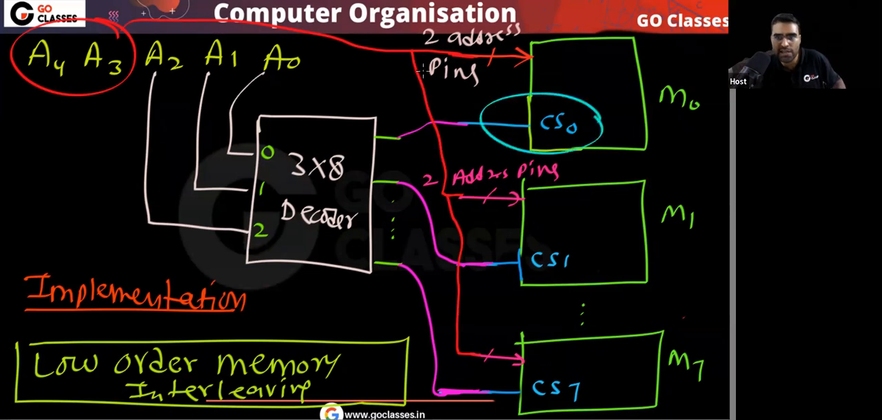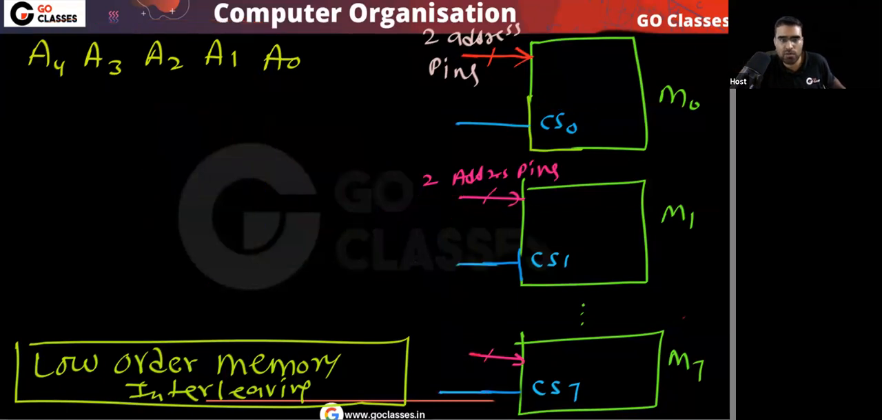And if you have active low chip select, then what will you do? If I have active low chip select, meaning bar, just put bar here. Now just take an active low decoder. Just put a bubble here. That's it. No other changes. So this is your implementation. Okay. Now let's move on.